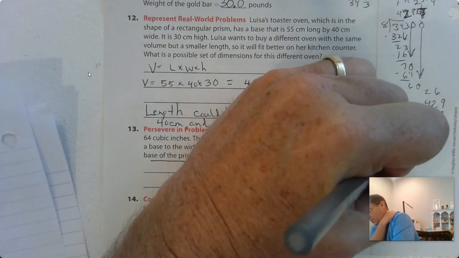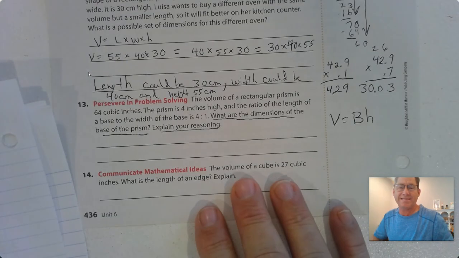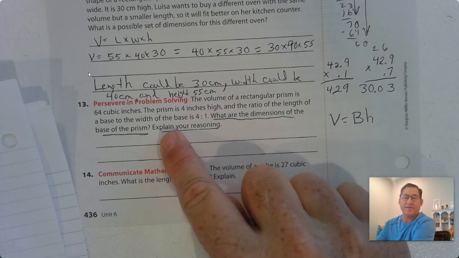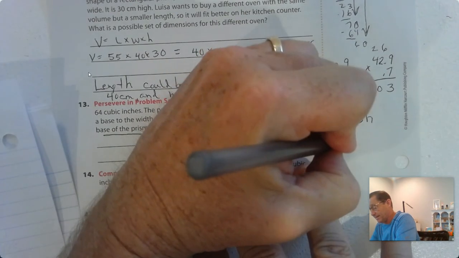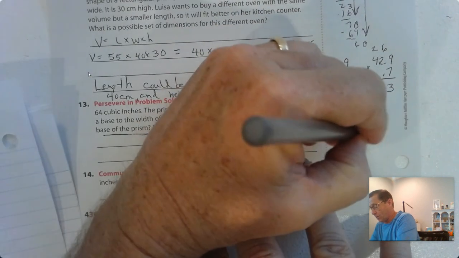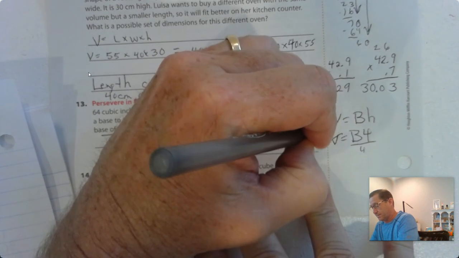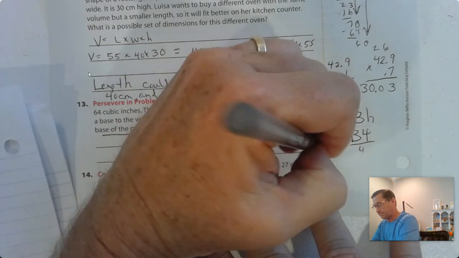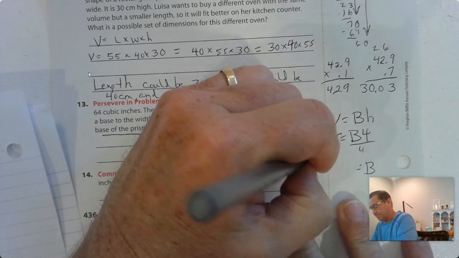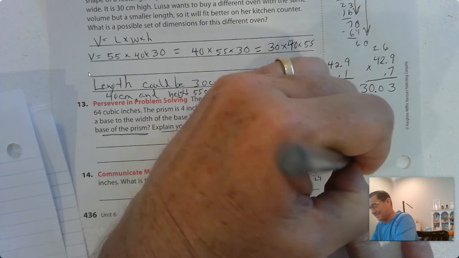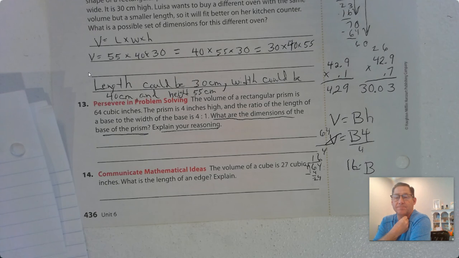Well, let's see. Volume equals base times height. Now, why am I using base times height? Well, because they didn't give me the length or the width. So basically, I have to figure out the base. So the height is 4. So I'm going to divide both sides by 4. So the base equals 16. All right, so the base is 16 square inches.